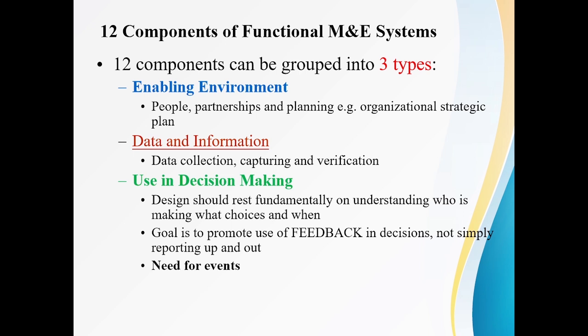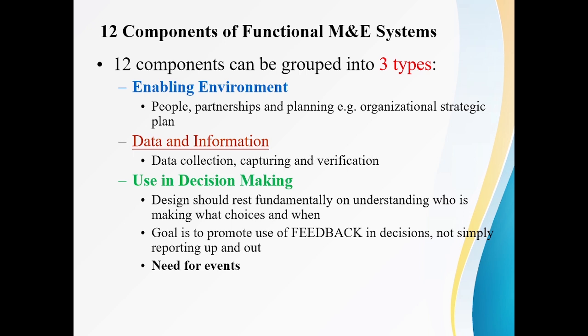or organization strategic plan. Then our component 2 is data and information, which is a very crucial part for you to have. You need data collection, capturing, verification, analysis. All this comes in under component 2, and other components too, which are part of the 12 components of an M&E system. Then use in decision making. This is our third type.